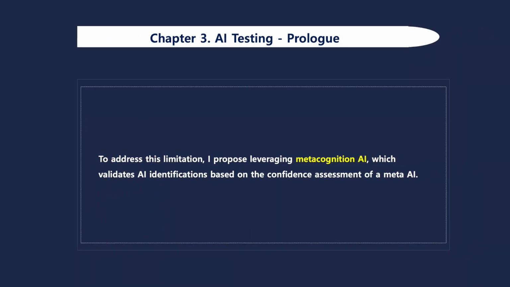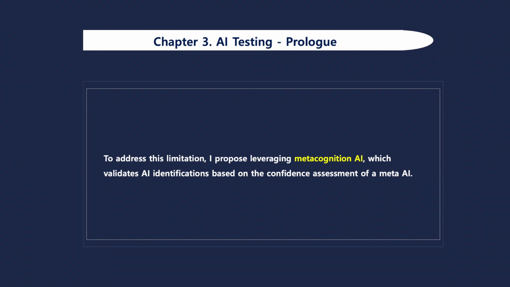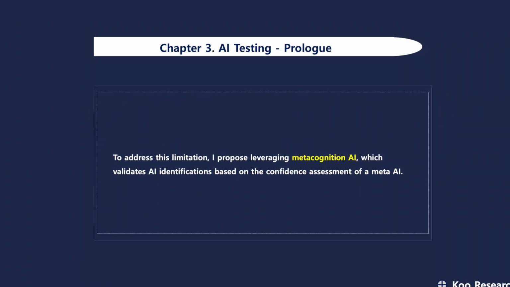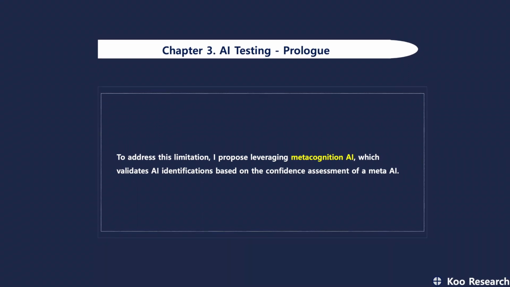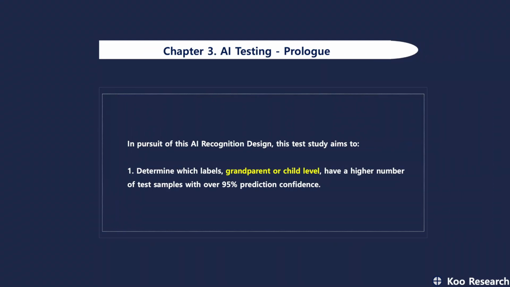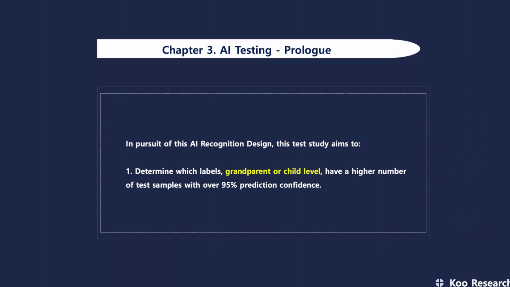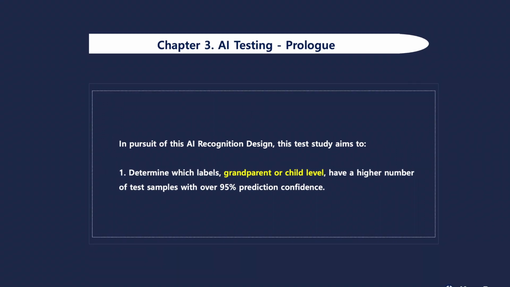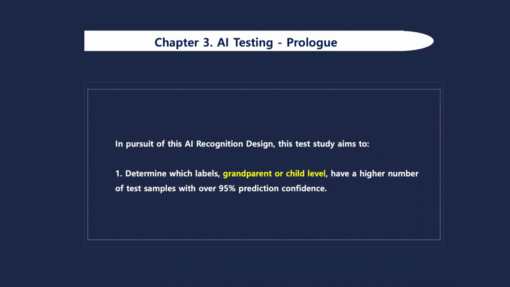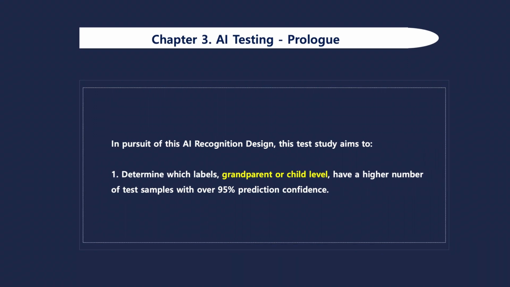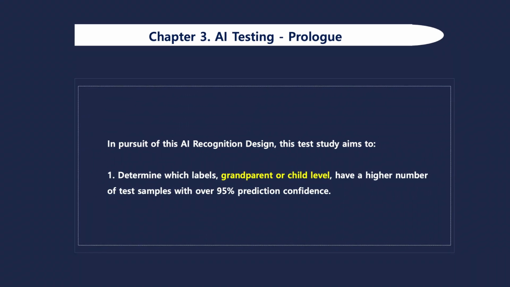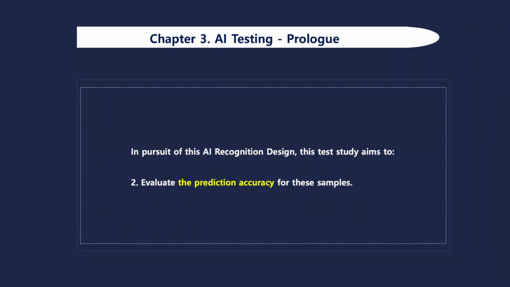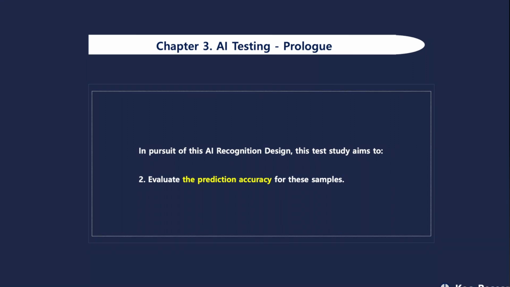To address this limitation, I propose leveraging metacognition AI, which validates AI identifications based on the confidence assessment of a meta-AI. In pursuit of this AI recognition design, this test study aims to 1. Determine which labels, grandparent or child level, have a higher number of test samples with over 95% prediction confidence. 2. Evaluate the prediction accuracy for these samples.